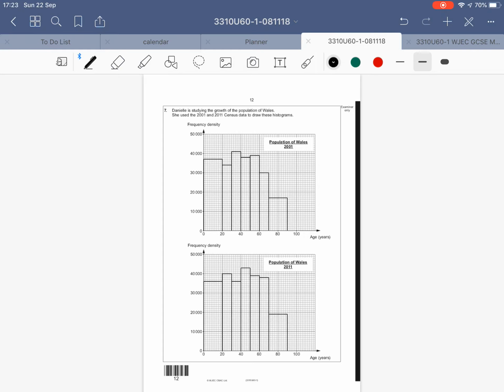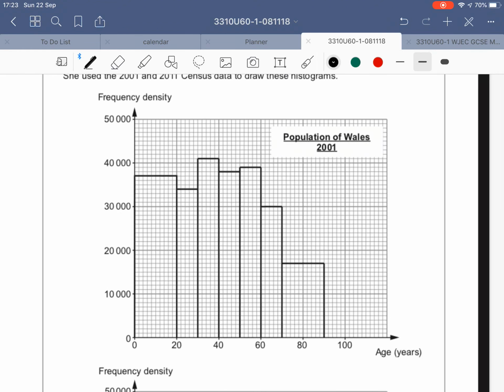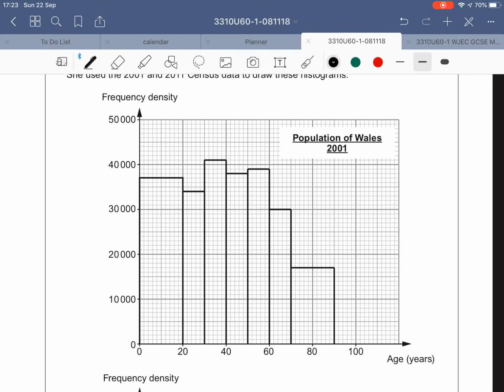Now, before I even look over the next page and look at the question, the first thing you should do on histograms is just find the area of each of the bars, because that gives you your frequency. On the side is plotted frequency density. You want to calculate your frequency of all the boxes first, to find out how many people are aged 0 to 20, then 20 to 30, etc.